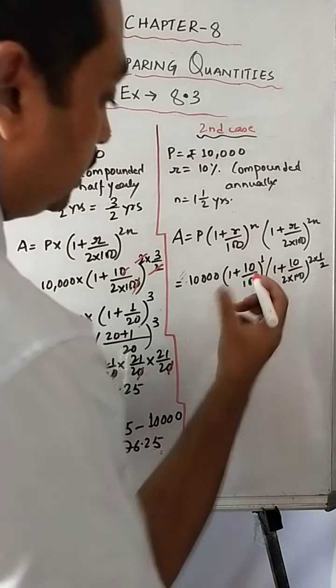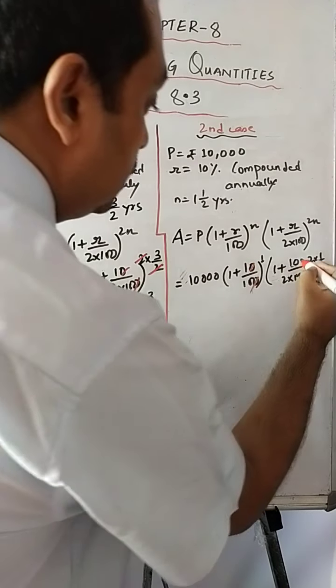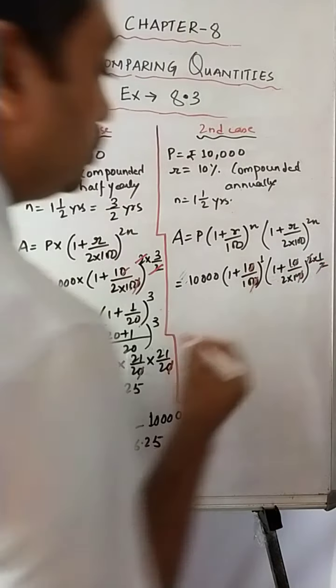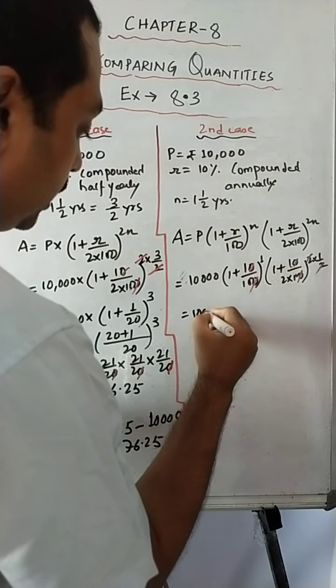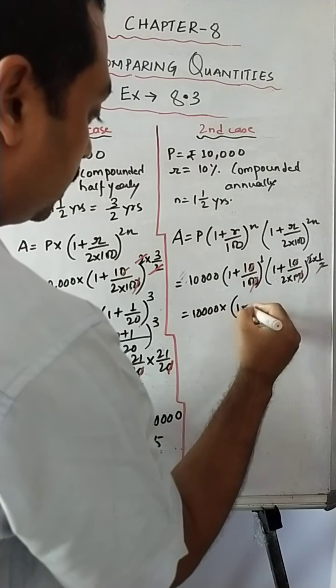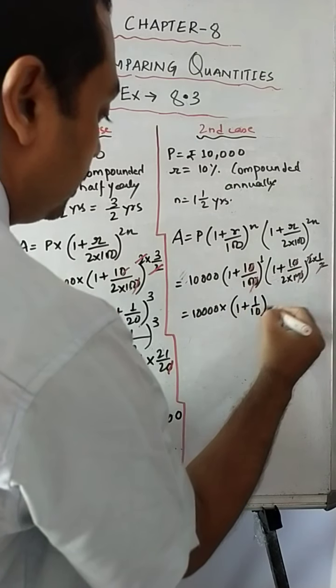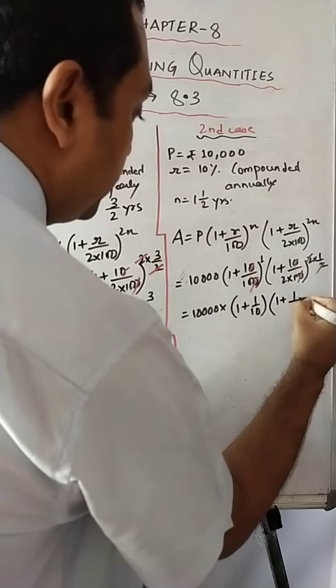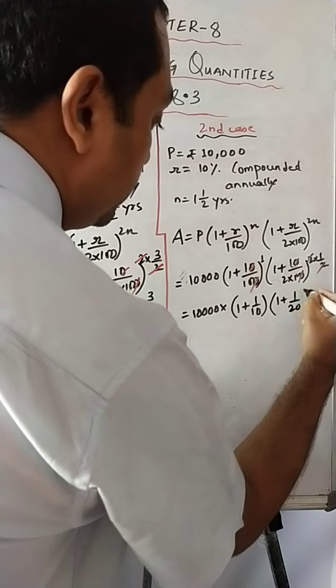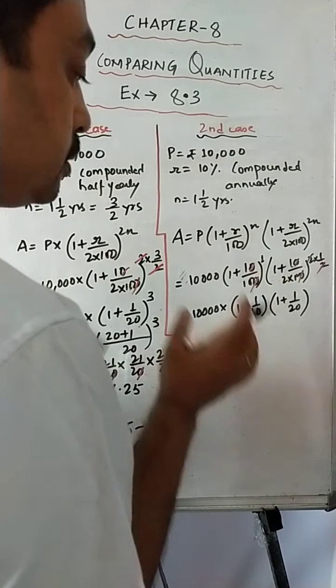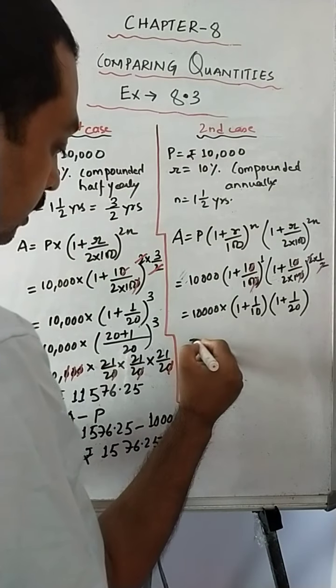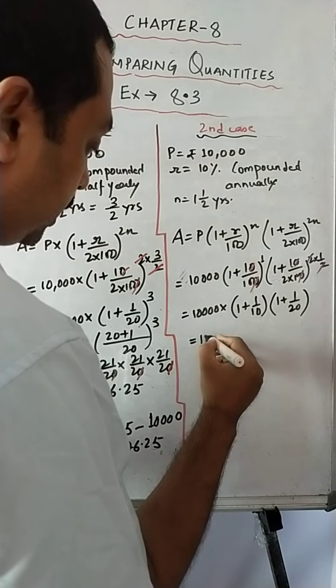Now we'll reduce it. These two zeros and this 2 will be reduced. Now it will look like 10,000 into 1 plus 1 by 10, and this will look like 1 plus 1 by 2 tens are 20, to the power 1 only. Both the brackets carry 1 as a power, so we have not written it. Okay, now we'll solve it.